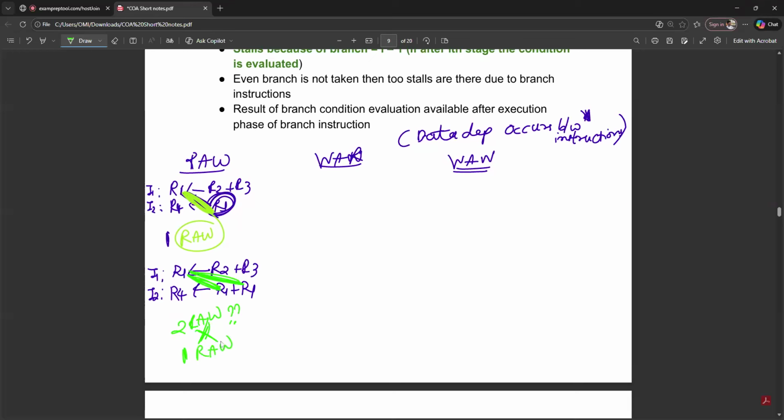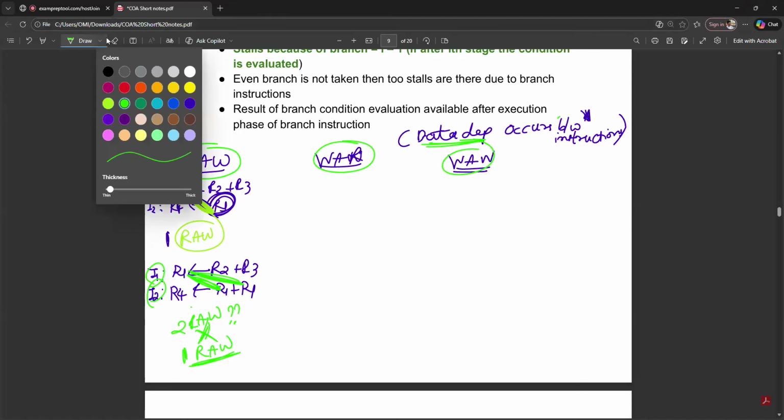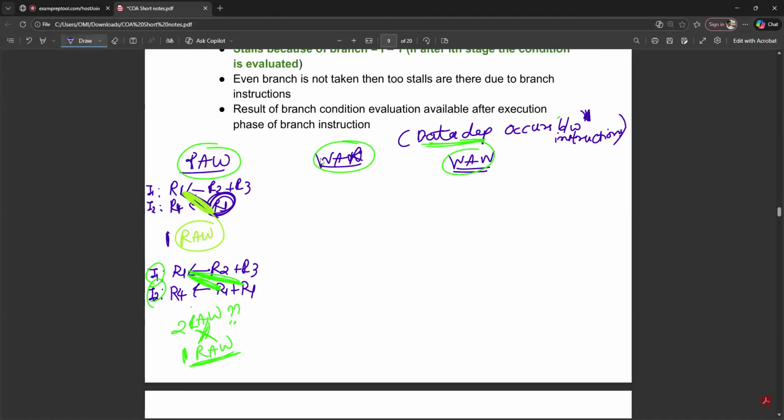Because I have told you, data dependencies occur between instructions. Between the I1 and I2 instructions, there can be at most one. So one RAW dependency, not two. Got it? Please take care of this.